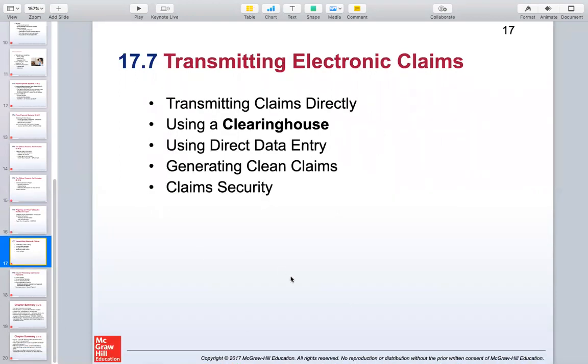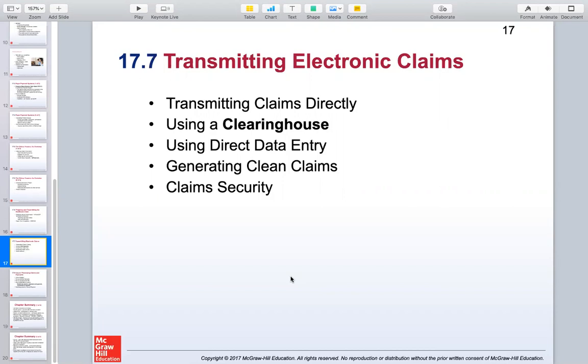Okay, so again, when we're transmitting the claims, we're using a clearinghouse as our in-between or our filter to make sure that we are submitting clean claims, making sure that if there's any errors, we're fixing the errors before we're submitting them to the insurance company. Okay, and that is making sure that we're generating those clean claims.